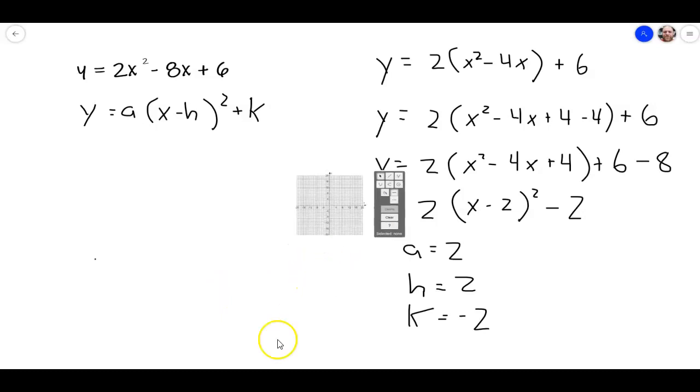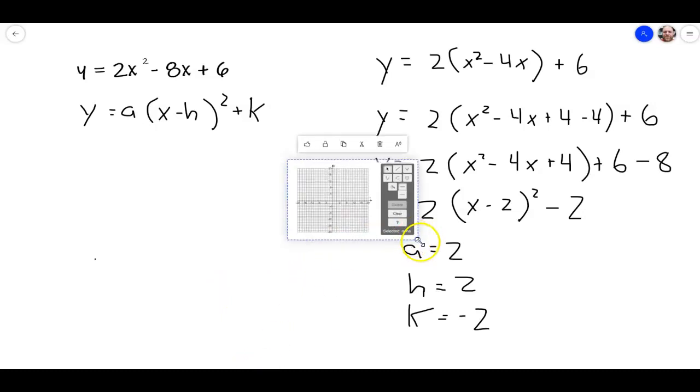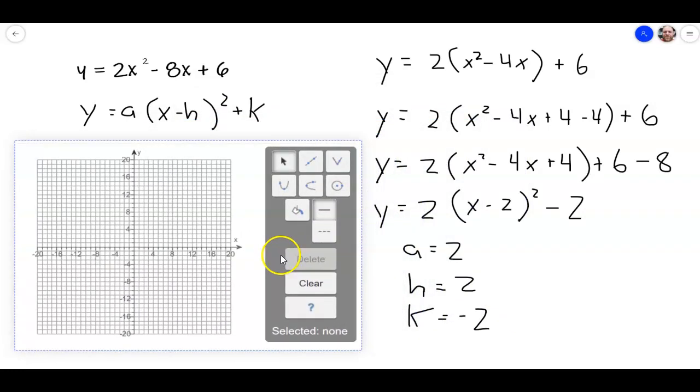And then if I want to go ahead and graph this in my math lab here, I'm going to select the parabola button. My first point is going to be the vertex here at (2, negative 2). I'll put a point there. And then I just have to put one other point.